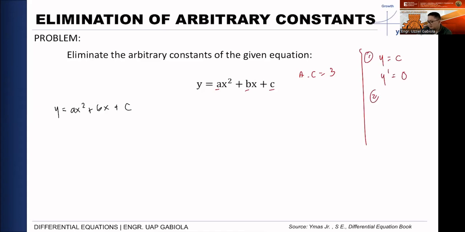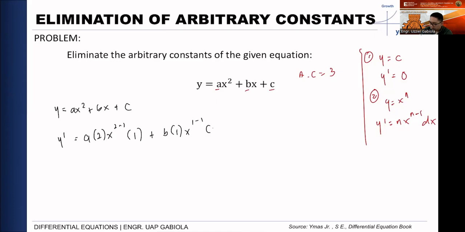Yung kasunod is y is equals to power, yung power formula natin. So, nxn minus 1 dx. Okay? So, yun yung dalawang equation na gagamitin natin. So, dito, y, so that is y prime, kasi wala namang iba, no? Then ito, gagayahin lang natin yung a, then 2x 2 minus 1 times 1 plus b times 1 x 1 minus 1 times 1 plus 0. Okay?